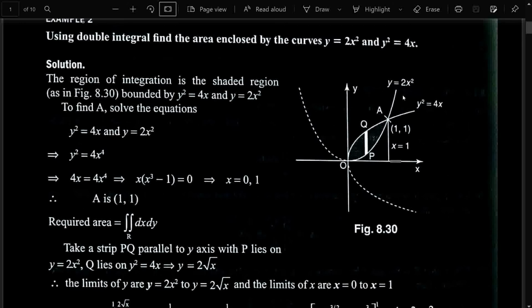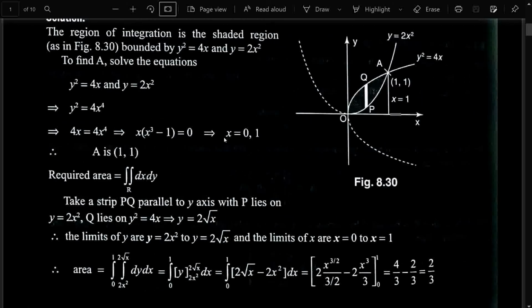After graphing it roughly, they took a strip vertically, and this is very important. You have to find the cross section, where the curves cross each other. To find it, you just have to equate them. Put y is equal to 2x square in the other equation so that you can get the x coordinate, and after putting the x coordinate in any one of the equations, you get the y coordinate. By solving this, we got 1 comma 1. So they just solved it here. 1 comma 1 is the cross section.